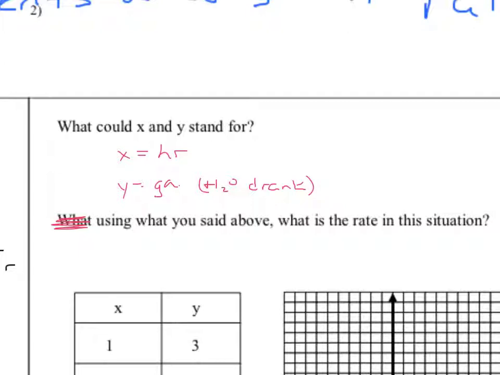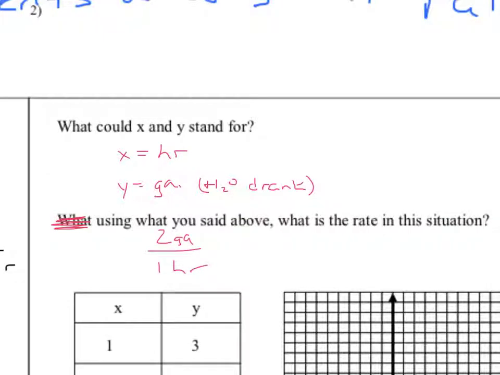What is the rate that water is being consumed here? What is the unit rate with the numbers? Mason. All right, so he says our rate is 2 gallons for 1 hour.